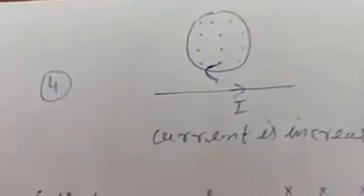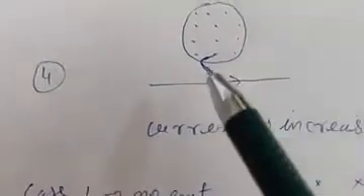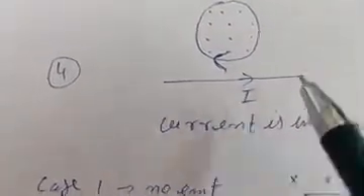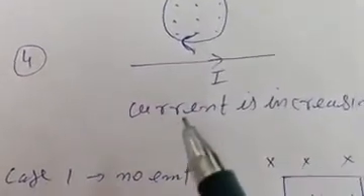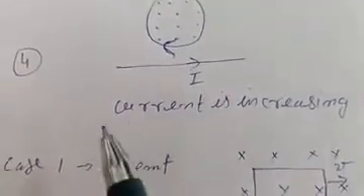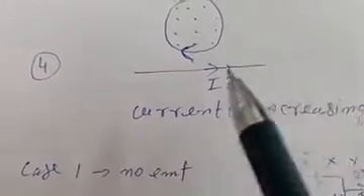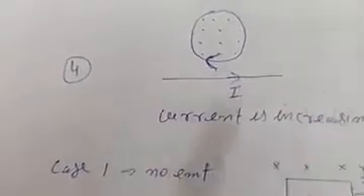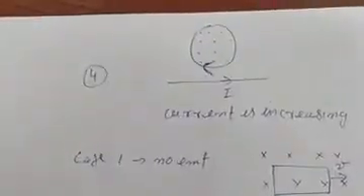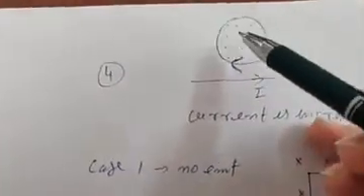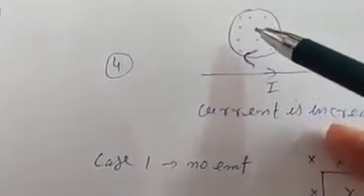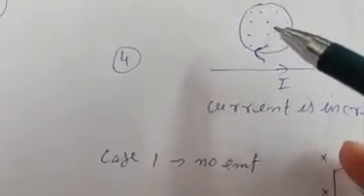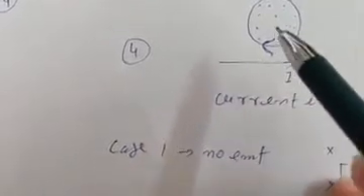I am taking one more case. Suppose it is a current carrying conductor. It is carrying current I, and this current is increasing with time. It is not constant. Due to this current carrying conductor, the magnetic field on that side will be upward. The dot is representing the magnetic field, which means it is perpendicular to the plane of the paper and coming out of the plane of the paper. And the current is increasing, so this magnetic field will also increase.